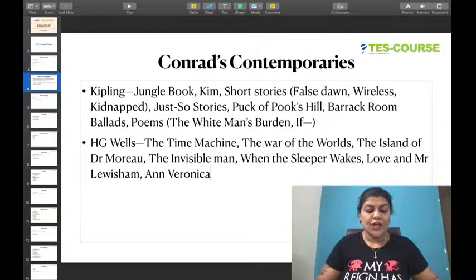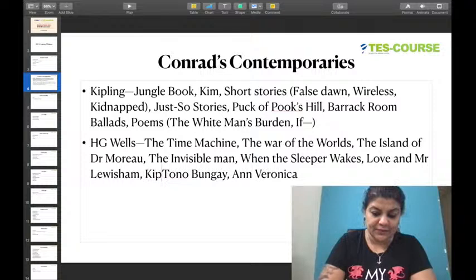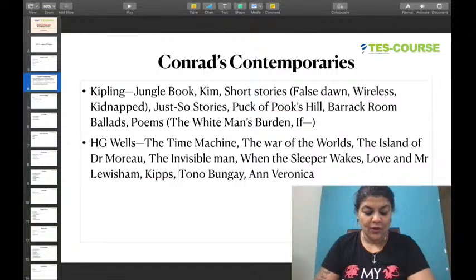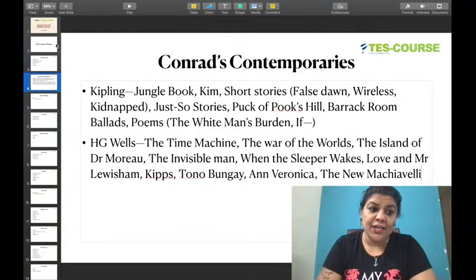Before that, he wrote another social novel, Tono-Bungay. Tono-Bungay, Ann Veronica, Kipps. These are all social novels by H.G. Wells. Okay, then one more I will write. The New Machiavelli. Then many of you know that they have other contemporaries.